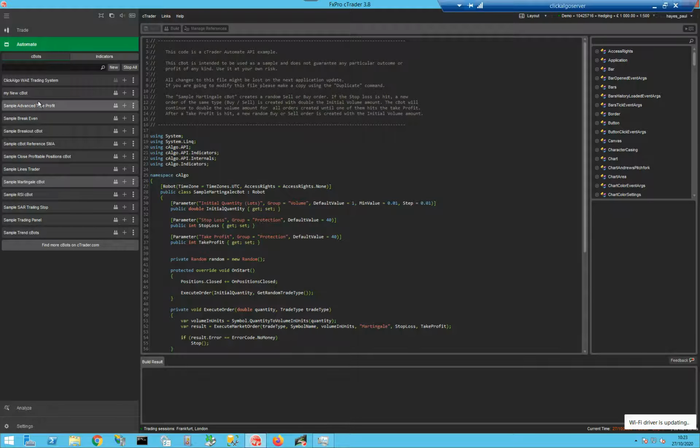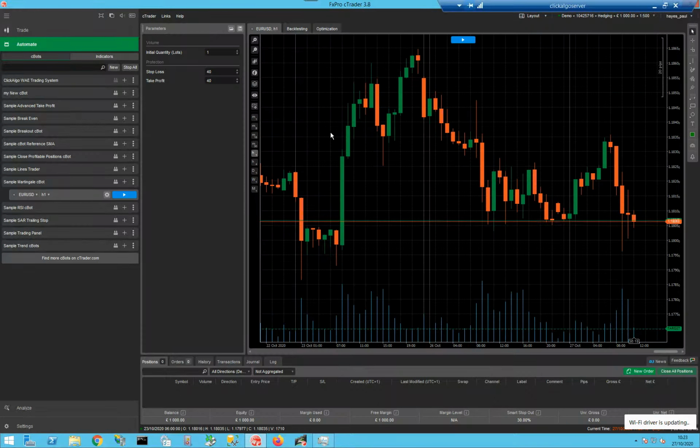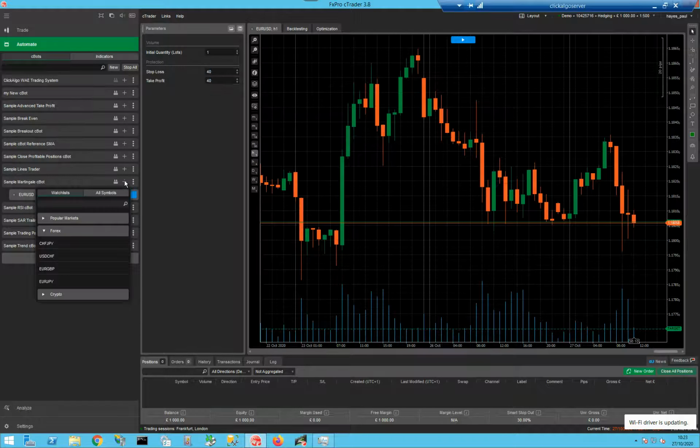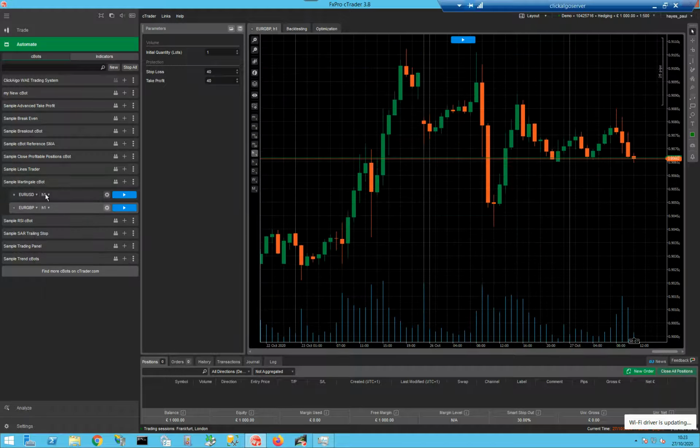cTrader by default will install a load of example or sample cBots. So I'm going to open up one now. I'm going to add a cBot instance. I can either click on the plus icon or I can right click. Now a cBot instance is just a clone of your robot, so it allows you to have different parameter settings. In this case, I can have a 40 stop loss and a 40 take profit. If I opened up another cBot instance, I can have a different currency symbol and use different settings. So it allows you to clone the trading system to have multiple instances with different symbols, or even with the same symbols and different parameter settings. Now I'm just going to close this one here.